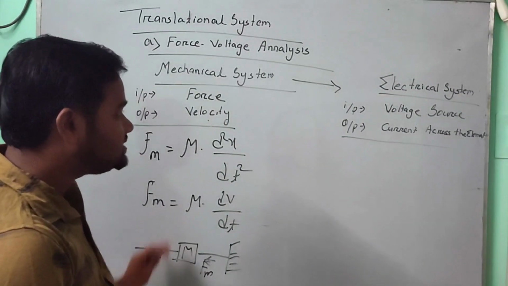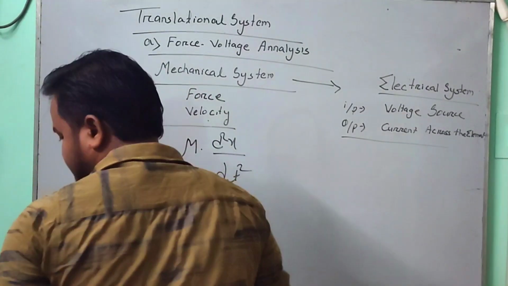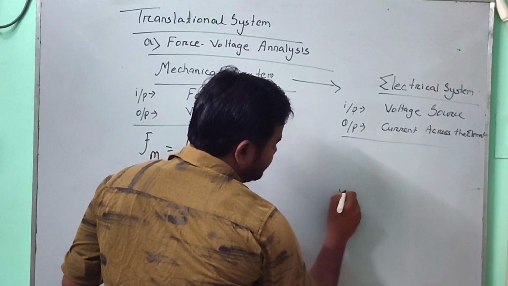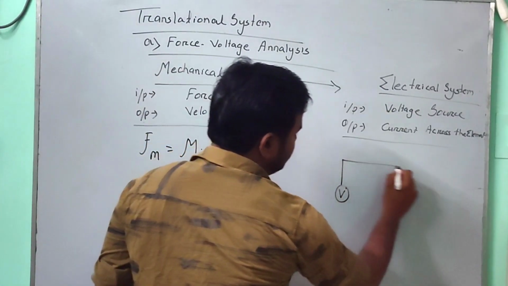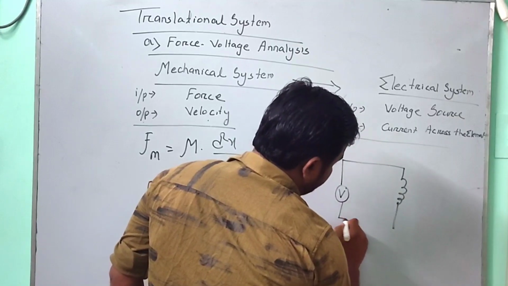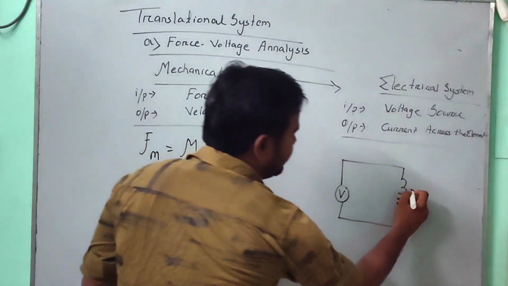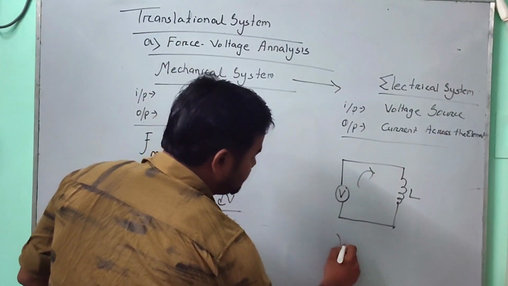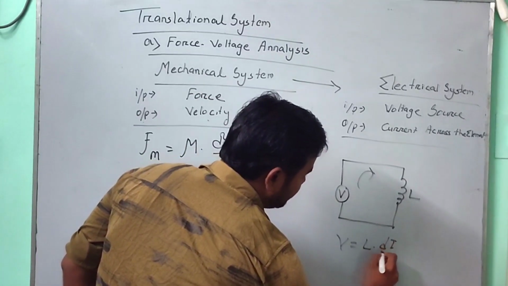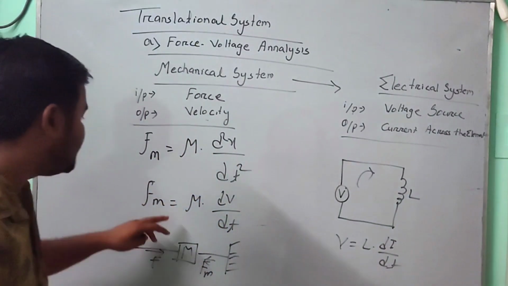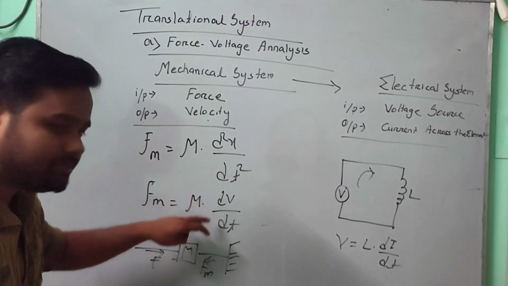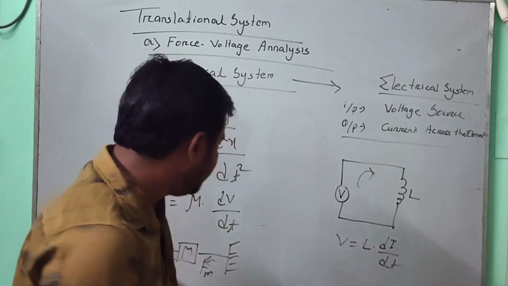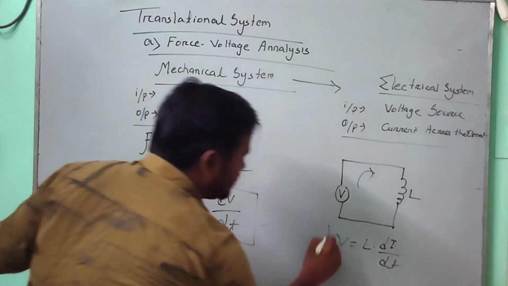If I convert this mechanical system into electrical system, the input is a voltage source. That means a voltage source is present here and an inductor is there. On the output side the element is an inductor. Here the equation will be V is equal to L into di by dt. Here we have written f of m is equal to m into dv by dt, and in the electrical system the voltage V is equal to L into di by dt. These are two similar equations.